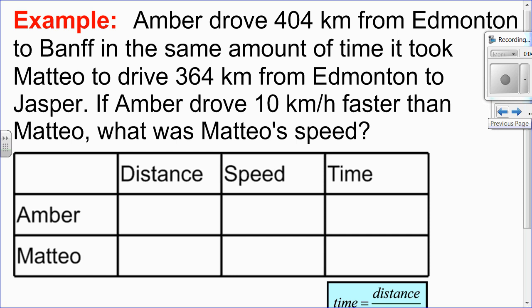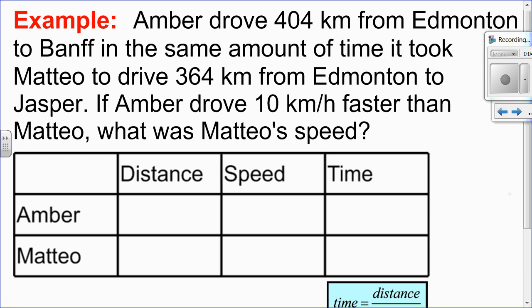Let's try this example. So Amber drove 404 kilometers from Edmonton to Banff in the same amount of time it took Mateo to drive 364 kilometers from Edmonton to Jasper. So sounds like Amber has a little bit of a lead foot. She's speeding if she drove at the same time for a longer distance. And in fact, she drove 10 kilometers an hour faster than Mateo. What was Mateo's speed?